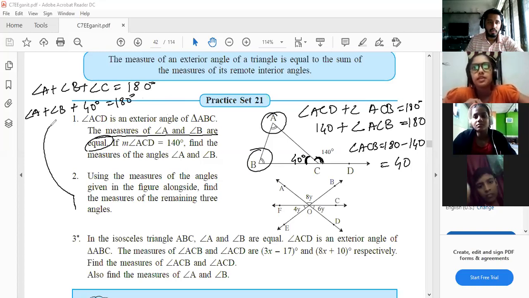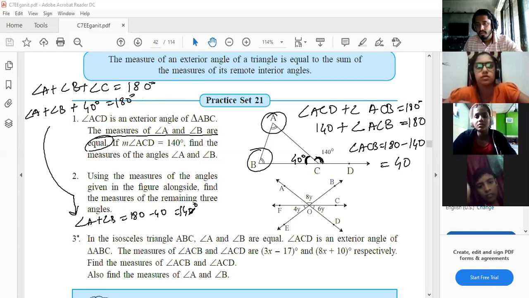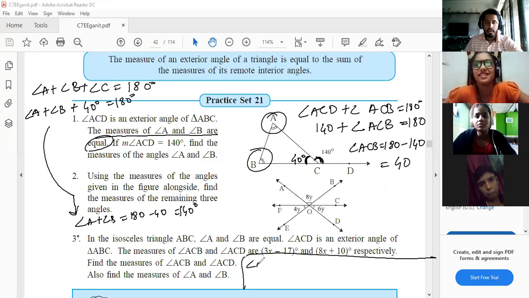Now I'm writing it down. So therefore, angle A plus angle B is equal to 180 minus 40. How much is that? 140 degrees. So therefore, now I'm writing here: angle A plus angle B is equal to 140 degrees. Now I can even write this as angle A plus angle A is 140 degrees.